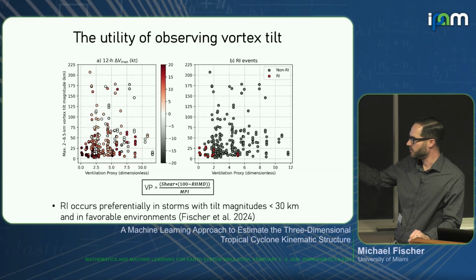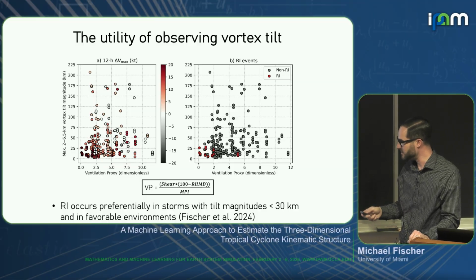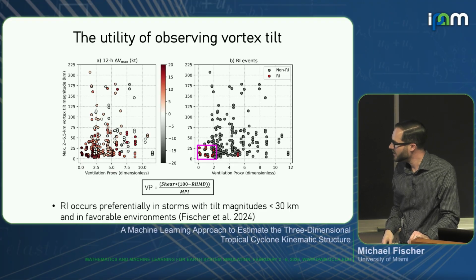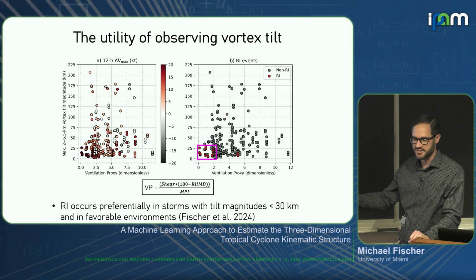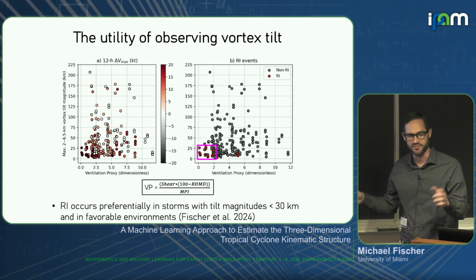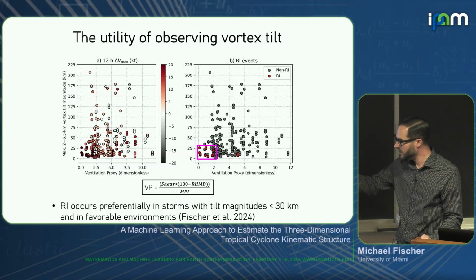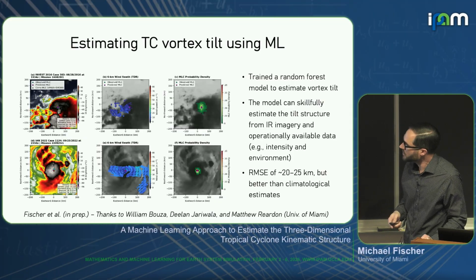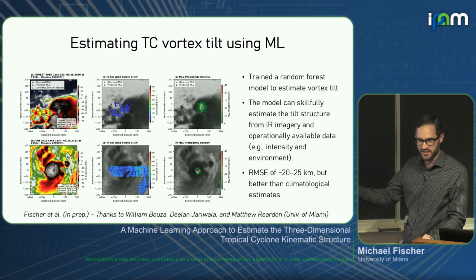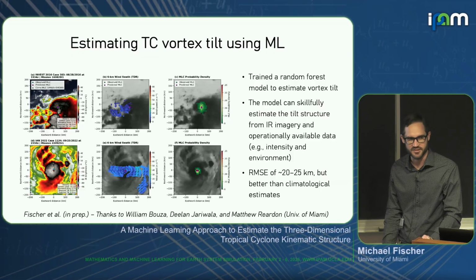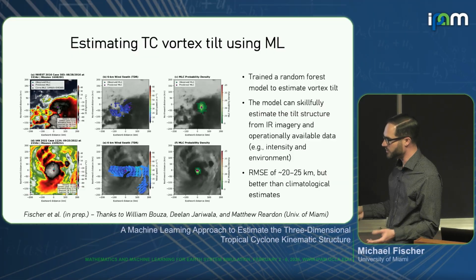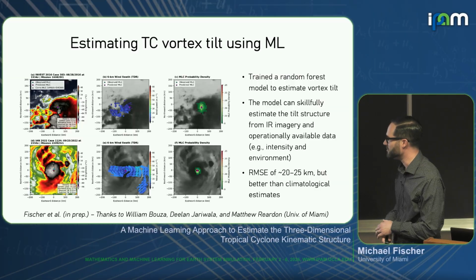And if we just partition to see RI cases on the right, the red dots, we can see again, these occur preferentially in this bottom left portion of this parameter space. So this suggests that knowledge of the vortex tilt can provide additional information beyond just this measure of background synoptic-scale environmental favorability. So this is pretty useful. So can we estimate vortex tilt just from storm satellite appearance using a random forest model? It turns out we can, to within a reasonable extent.